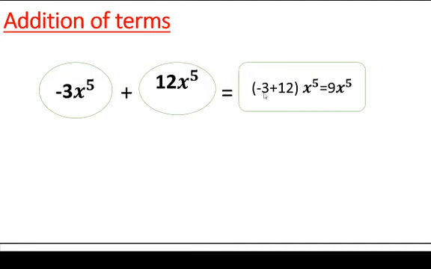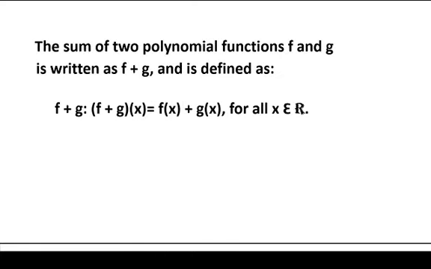So here you can add like terms this way. Add the coefficients and consider their sum as the coefficient, and multiply that by the common term, and that will be the sum of the terms. So you can add like terms this way. And then adding like terms will help you in addition of polynomial functions.